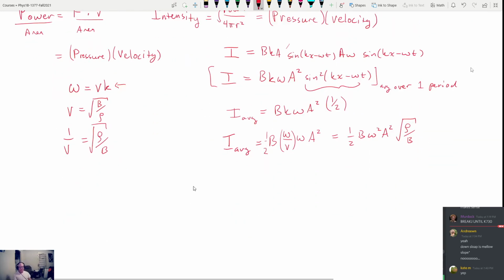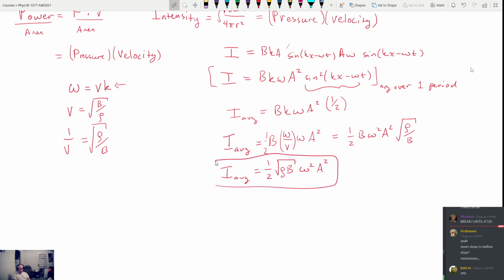And then we can say that the average intensity of a sound wave is going to be 1/2. So b over root b is just going to be square root b. So we're going to have the square root of rho times b, just that part is square rooted, times omega squared times the amplitude squared. And that's going to be our average intensity for our sound wave. I think we had something similar in the last chapter on mechanical waves. So that's our average intensity.